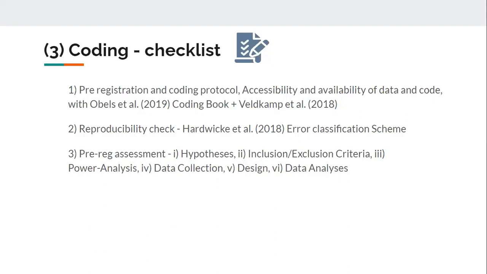And then we work on reproducibility check based on Hartwig et al. error classification scheme, which includes insufficient information error, minor numerical error, major numerical error, addition error. Then you need to work on pre-registration assessment on hypothesis, inclusion exclusion criteria, power analysis, data collection, design, and data analysis.